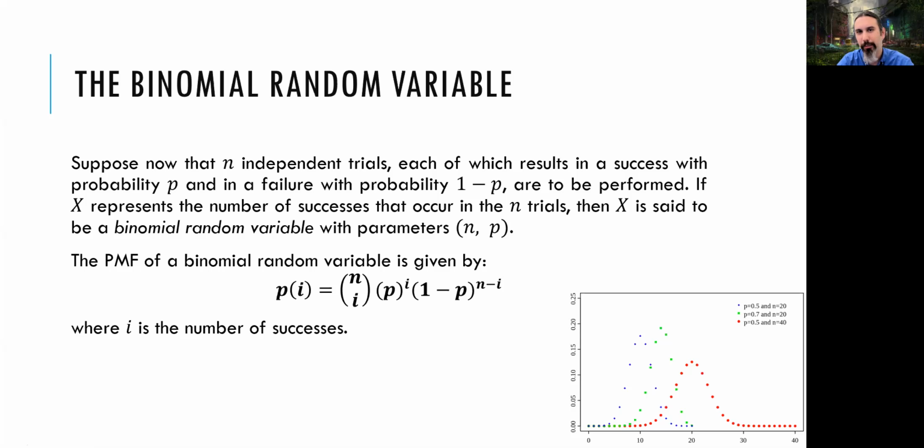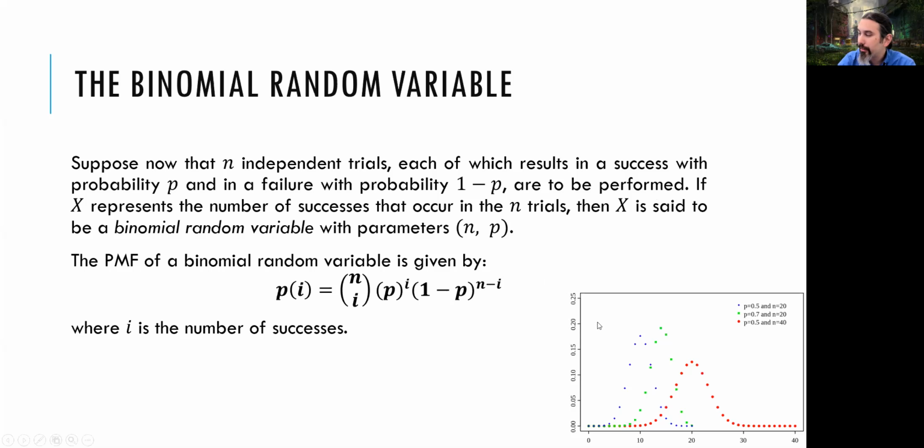So P times P times P times P till we get i of them together. And now we have 1 minus P to the power of n minus i. In here, we know that these are the failures. So this is the failure rate, the probability of failure, and the number of failures. So this totally gives us the PMF, the probability of any i value. The i here is, of course, the number of successes.